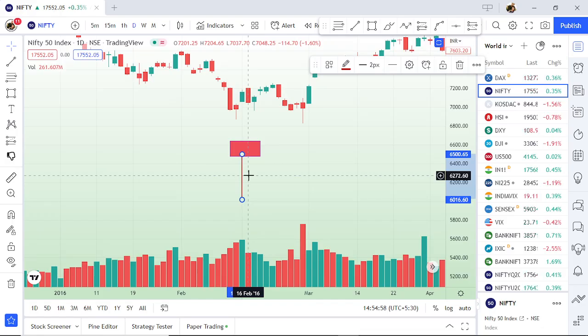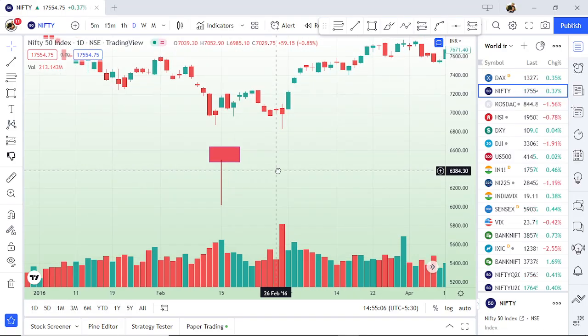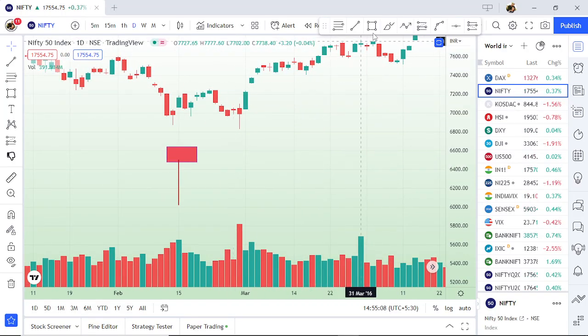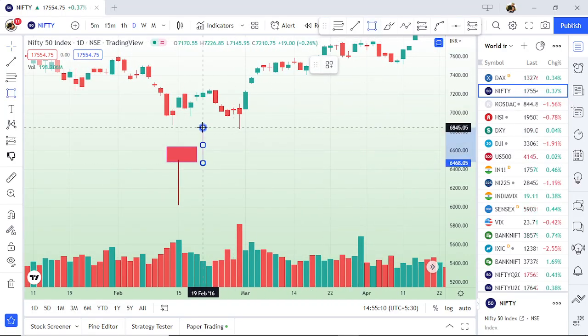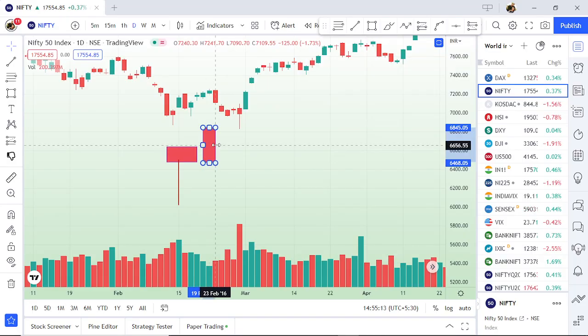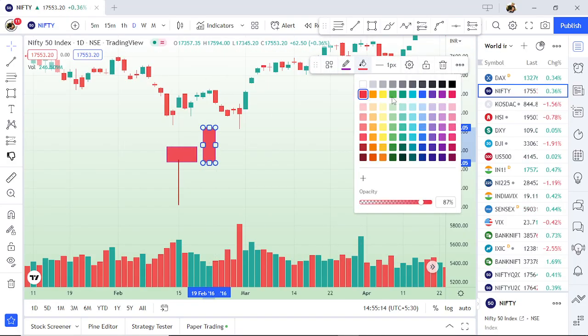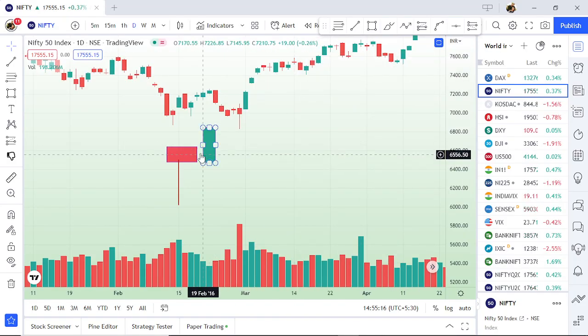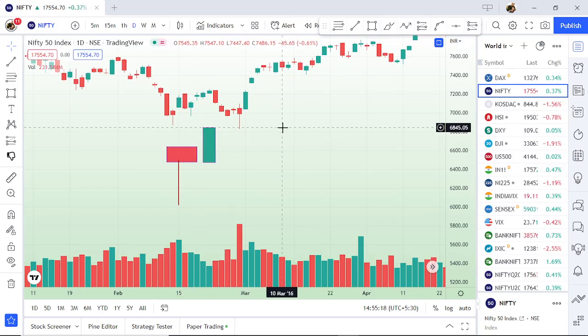We cannot say 100%, but there is a high chance, because big money is coming into this area, these wicks. So the next day, when you see a green candle overtaking it, then we consider this as an entry. We will take entry after this.